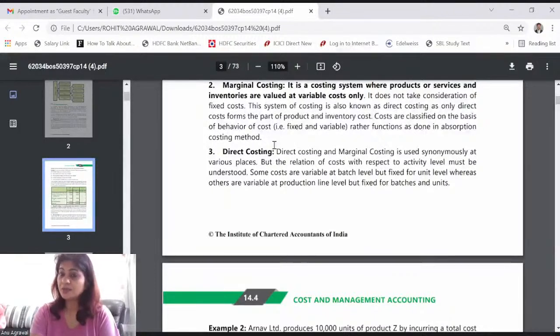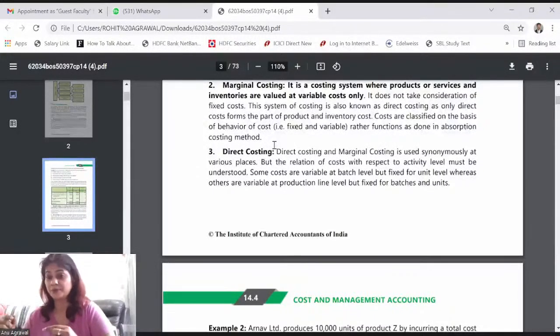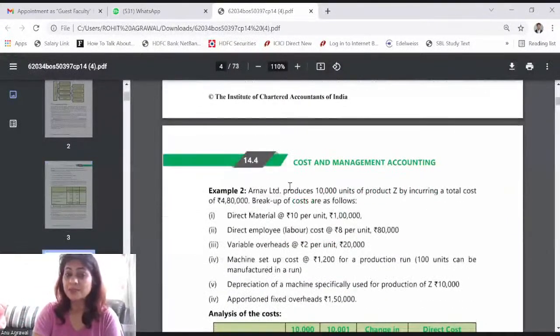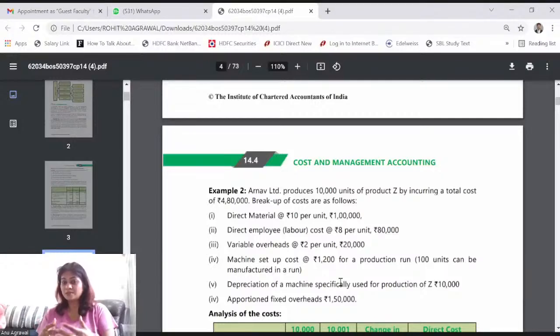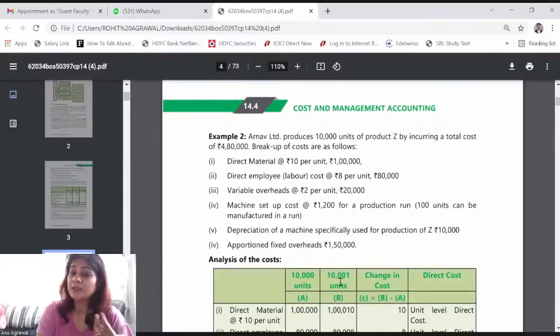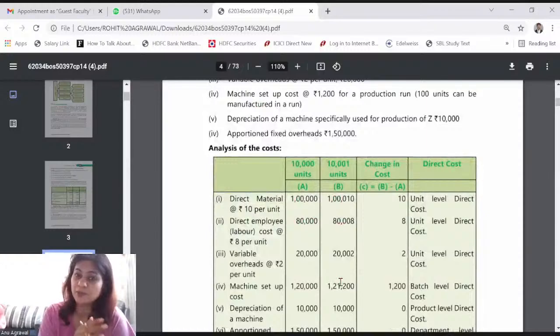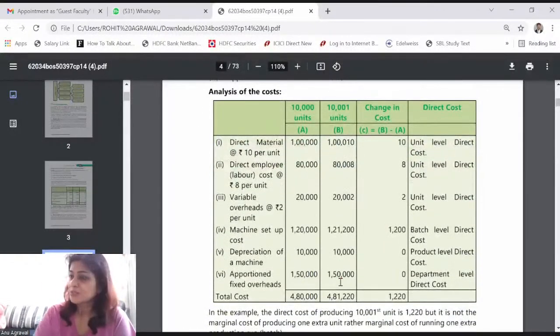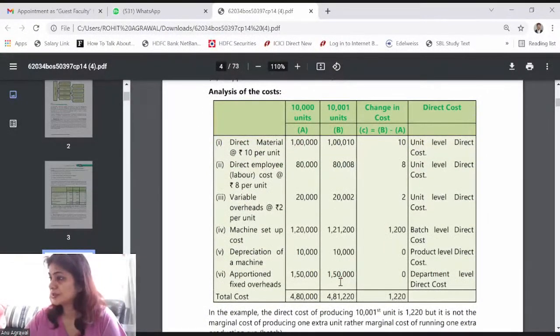Like material cost is associated to the unit produced. Labor is associated to the unit produced. But setup cost in this case was dependent on the number of setups. So it's a direct cost per batch or per setup. Depreciation is a direct cost for a particular production level. And fixed cost is the wrong word. Direct cost as per a particular department, that okay, if I am incurring till that particular level, my fixed costs are going to remain 1,50,000. So I hope everybody is clear with this term.